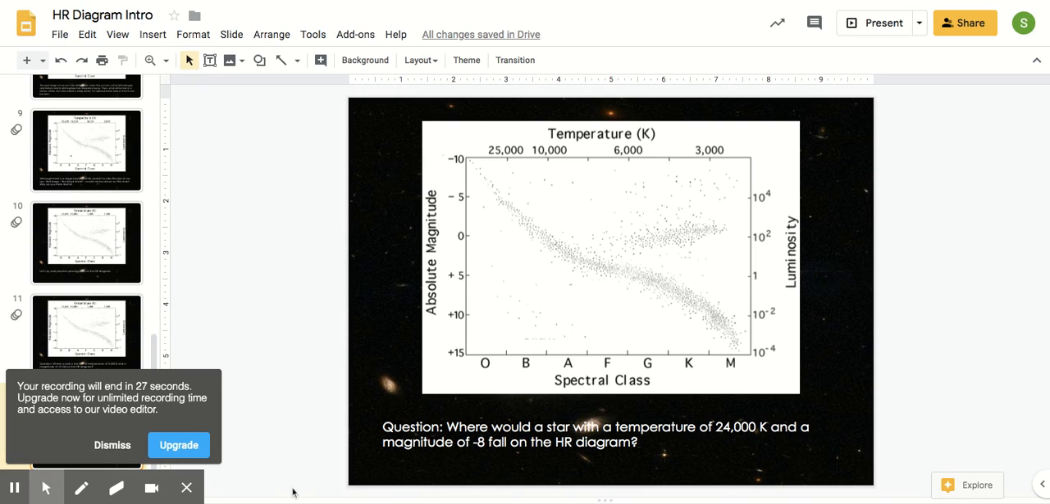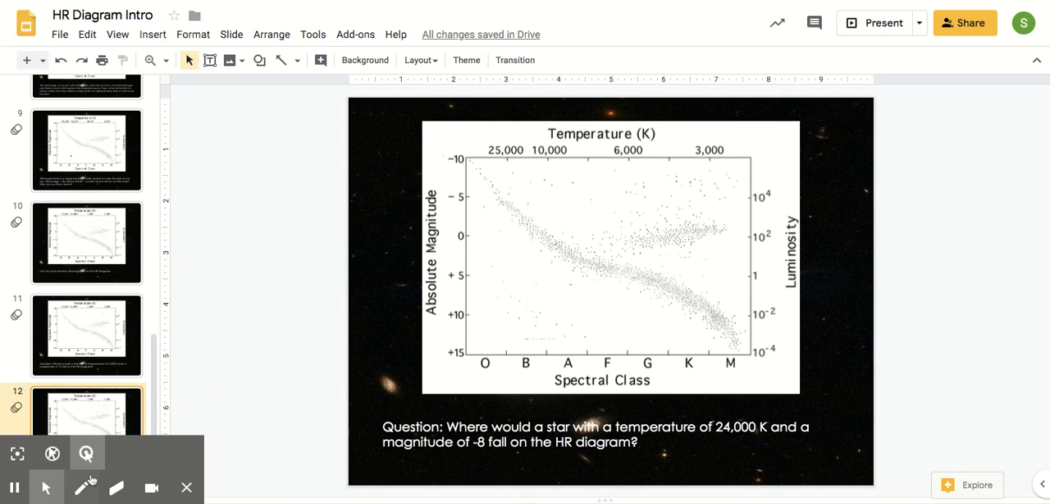Second practice. Where would a star with a temperature of 24,000 degrees Kelvin and a magnitude of -8 fall on an HR diagram? That star would essentially fall somewhere up here.